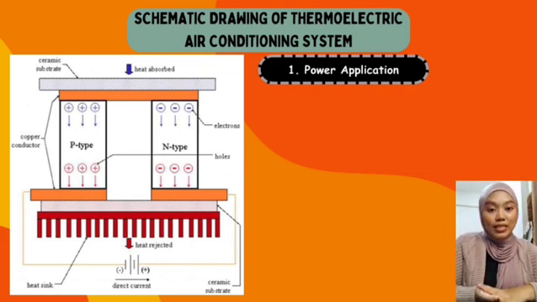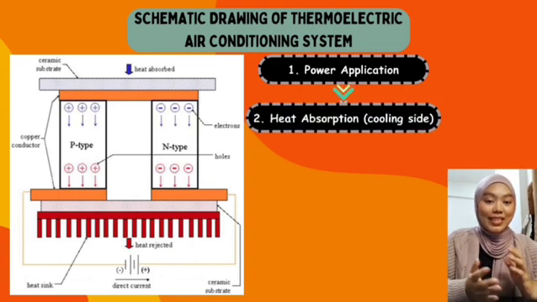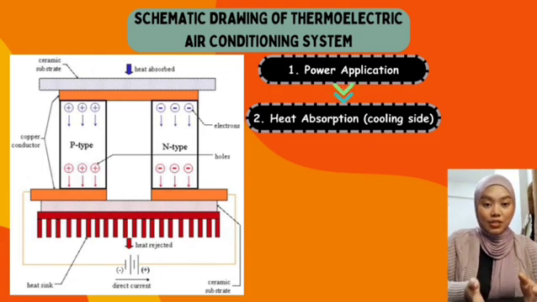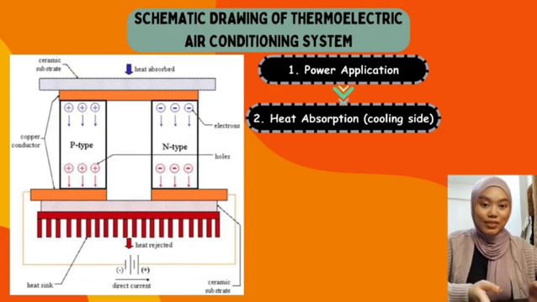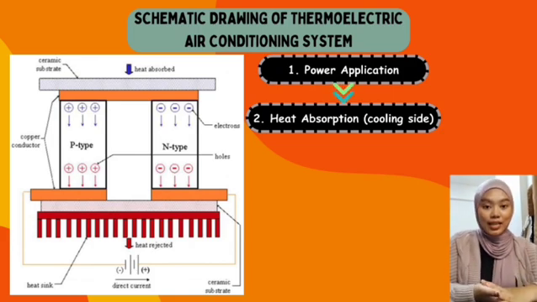Firstly, the power application. When a DC electrical current is applied to the thermoelectric modules, the electrons will move from one type of semiconductor material to another. The second step is heat absorption. As the electrons move from the P-type to the N-type material, they absorb energy in the form of heat from their surroundings. This heat absorption creates a cooling effect on that side of the thermoelectric module. So a heat sink may be attached to this side to enhance the absorption and distribution of the cool air.